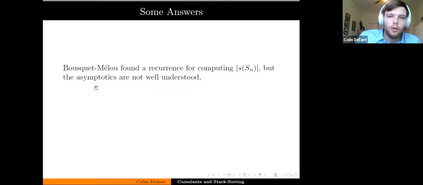But first, Bousquet-Mélou found a recurrence for computing the size of the image of this function. And you can use this to compute the first, say, 1,000 values of this sequence. So that's not hard to do with a computer. But the asymptotics of the sequence are still not very well understood. So even though we can compute 1,000 values of the sequence, we still don't really understand the long-term behavior in terms of asymptotics.